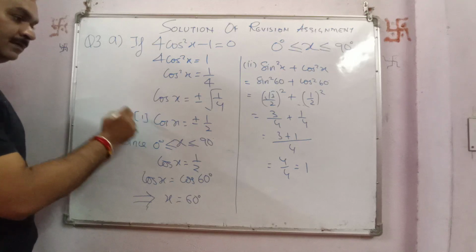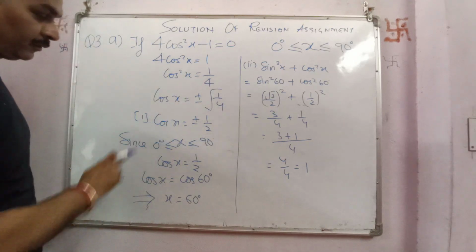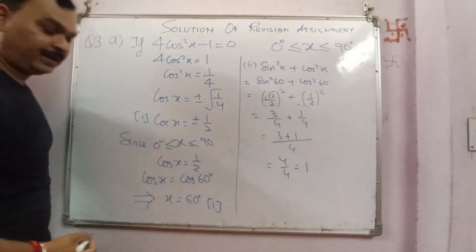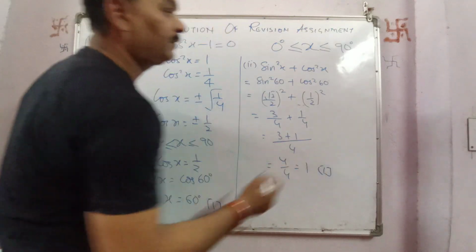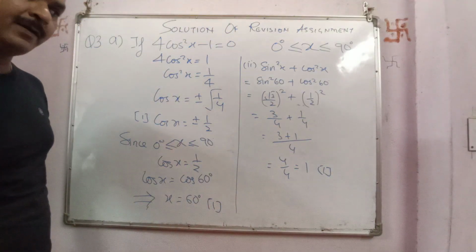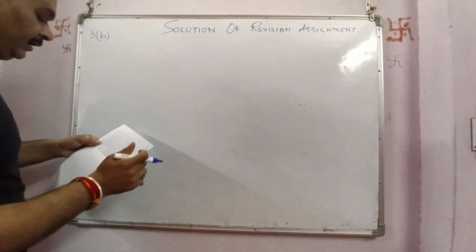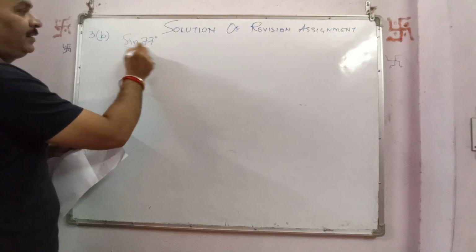Now mark distribution. Finding the cos x plus minus 1 by 2. Plus minus is very important. If plus minus is not there, the 1 mark will not be given to you. Second mark for x is equal to 60 degree, and the third will go for the value of sine square x plus cos square x.